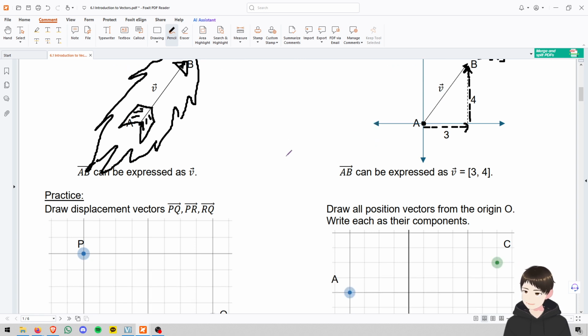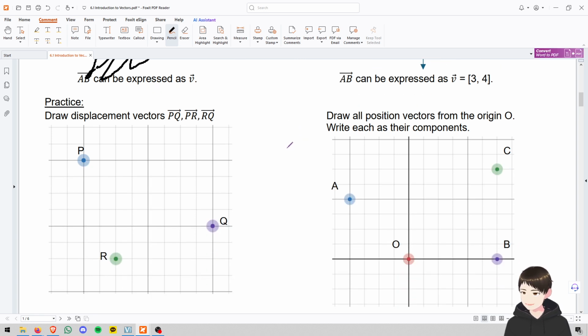All right, so here's where the substitute teacher, if you could pause the video as soon as I explain, it says draw displacement vectors of PQ, remember order is important, PR, and RQ. And here, draw position vectors from the origin 0, 0, that's right here, to vectors A, B, and C, write each as their component, which means you're going to have to count. Okay, let's try it. PQ, PR, RQ. If the substitute teacher could pause for 30 seconds exactly, shouldn't take more than that, and go.